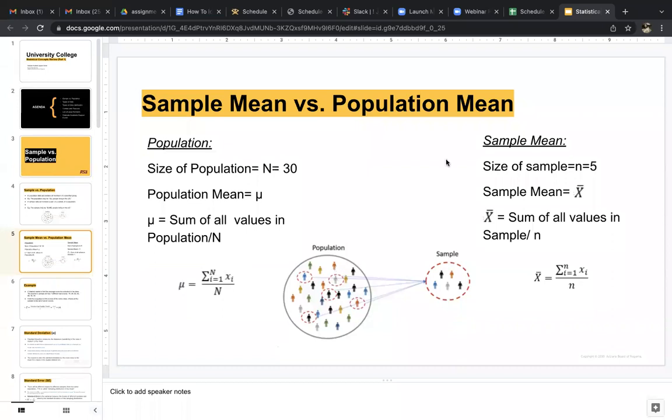Now, an example of the sample mean. Suppose you're told that out of the 30 students, find the mean of the boys, and you have been told that 10 students are boys, and the sum of the marks of all the boys is 100. How will you find the sample mean? The sample mean is the sum of the marks of the boys, which is 100, divided by the total number of boys, which is 10, right? So your mean will be 10. This is population mean versus sample mean.